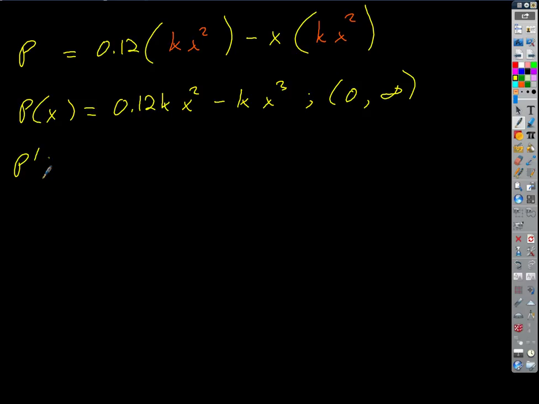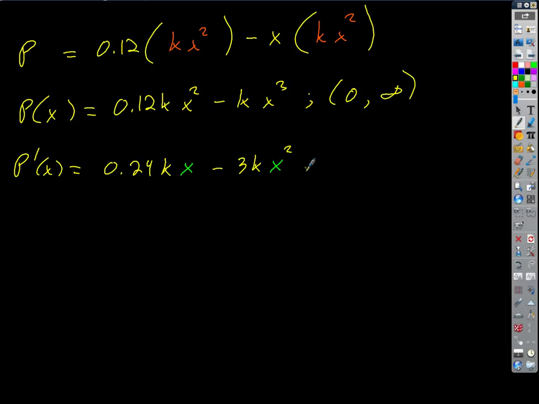Differentiate. So what's P prime? Remember, k is a constant, so really I've got a constant times x squared. What's the derivative of x squared? Yeah, so it's going to give me what then? 0.24k times x minus 3k times x squared.